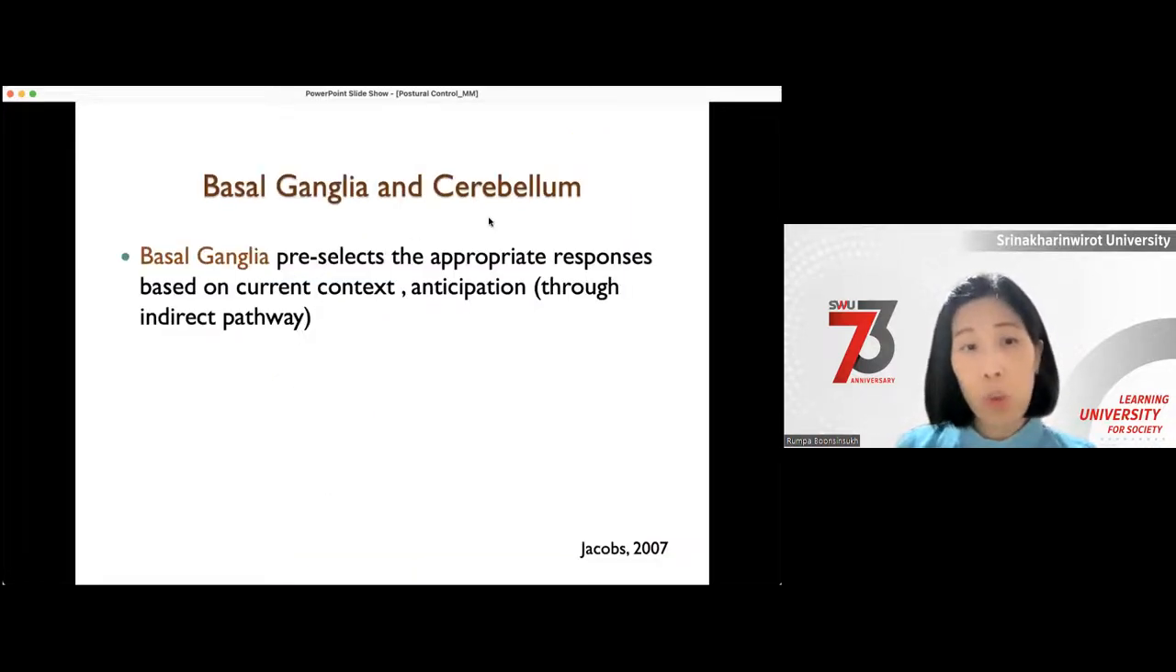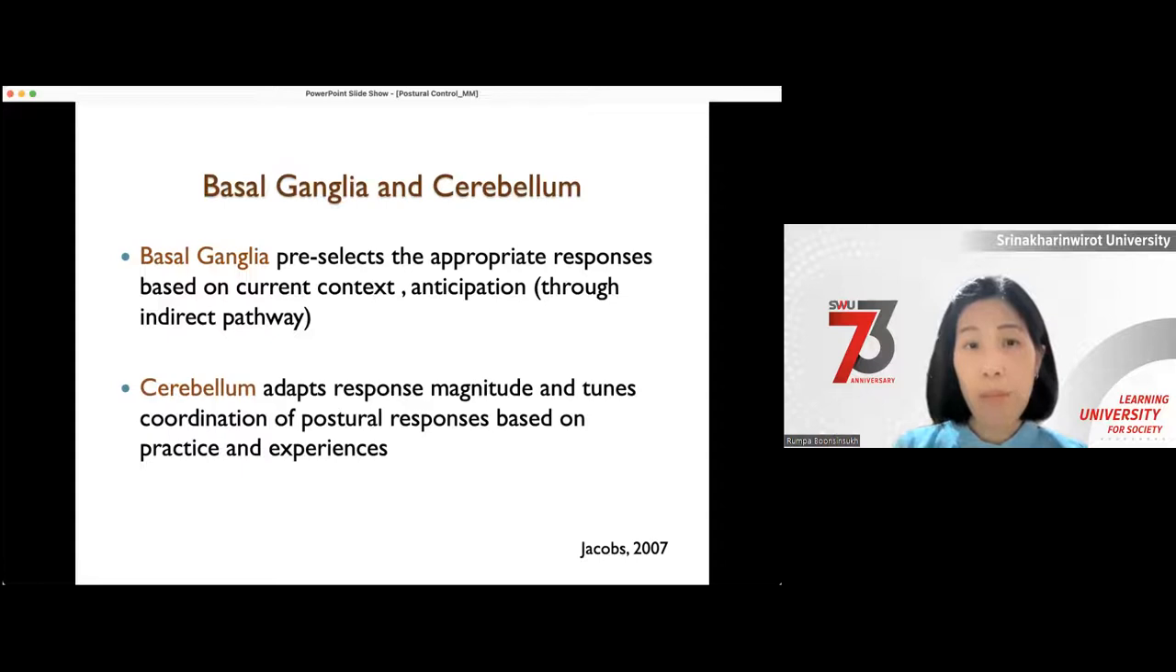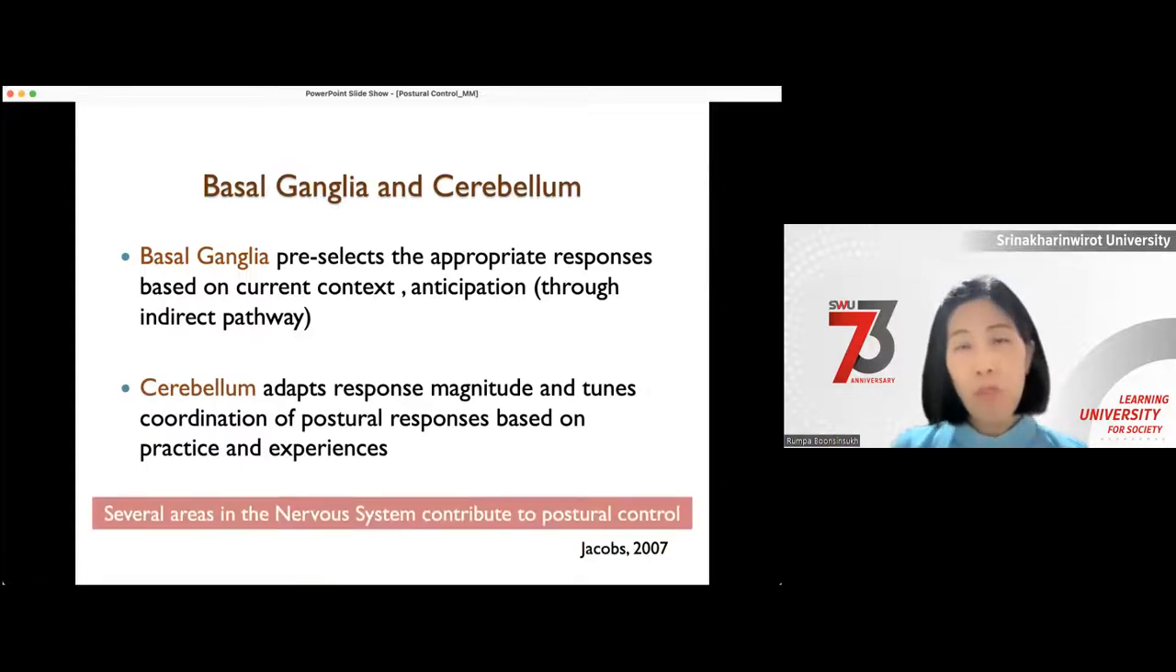Basal ganglia and cerebellum also take a role in helping the postural equilibrium. The basal ganglia helps to select the appropriate response based on the current context, based on the anticipation, and it uses the indirect pathway in terms of balance control. Now the cerebellum will adapt response magnitude and coordinate postural response based on practice and experience. Okay, so from this information, we know that there are several areas in the nervous system that contribute to postural control. It involves the brainstem area, many areas in the cerebral cortex, basal ganglia, and then cerebellum.